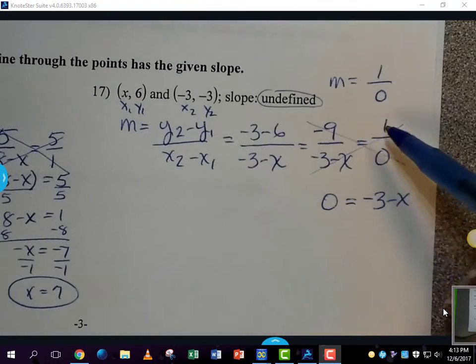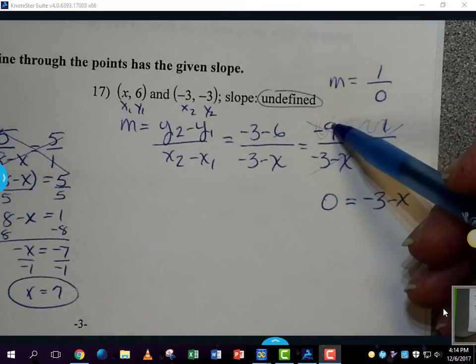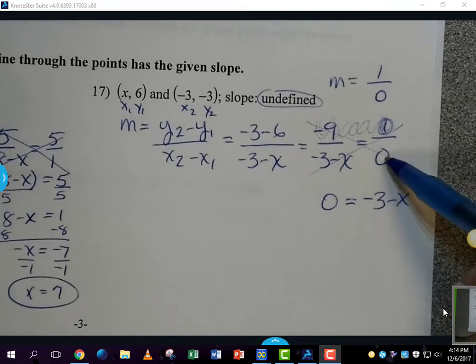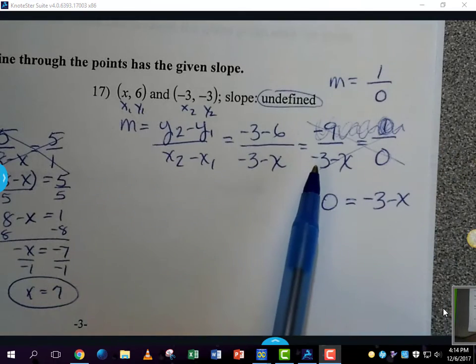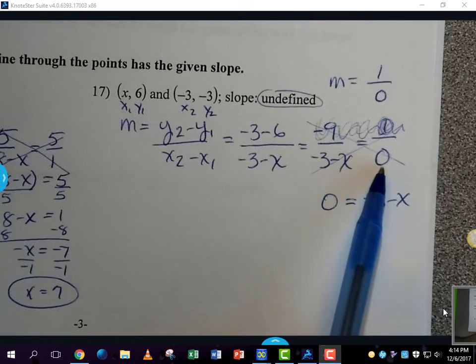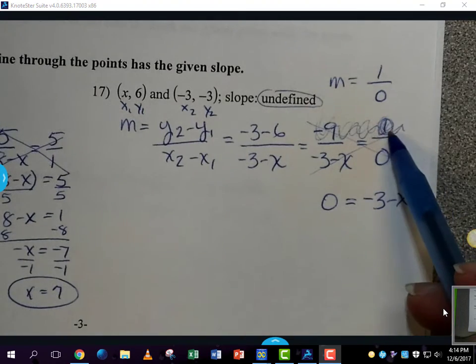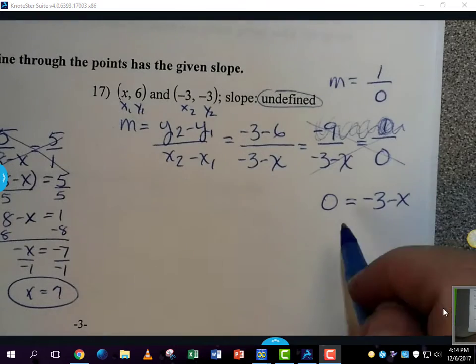Right? So essentially we can ignore this part. If we ignore this part, because it does not matter what number this is, it only matters that this is 0, what do we end up with? We end up with negative 3 minus x equals 0. That's exactly what I have right here. If you really get confused because you want to have a number, then use positive 1.